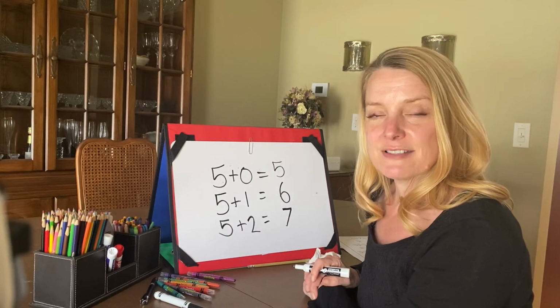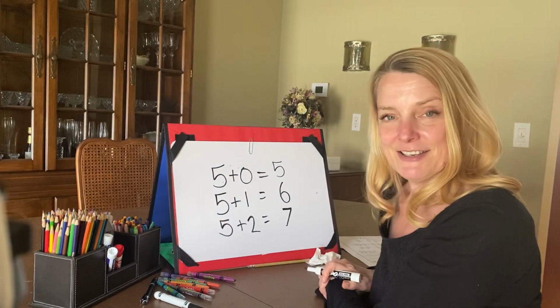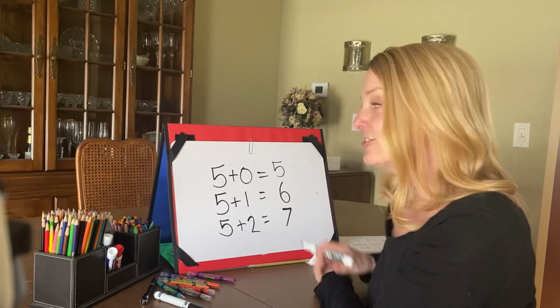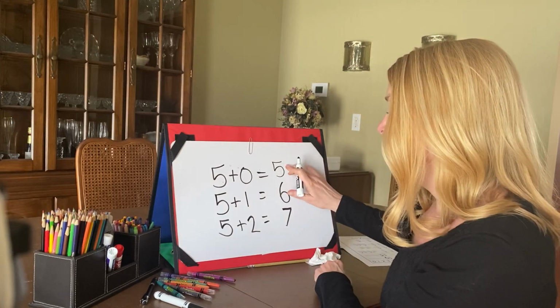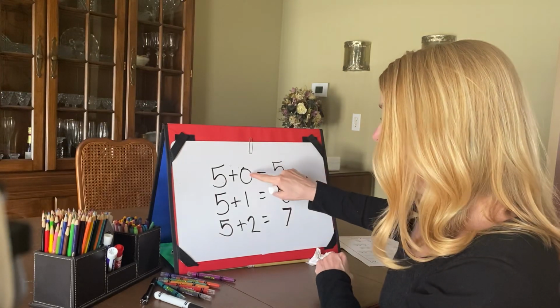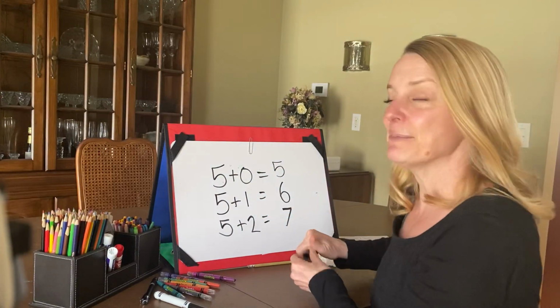What do you notice in this math fact tree? Yes, the answer is just changing one at a time, adding one more and one more, going right in order, 5, 6, 7, just like it's doing that here, 0, 1, 2. Good job. Let's do another tree.